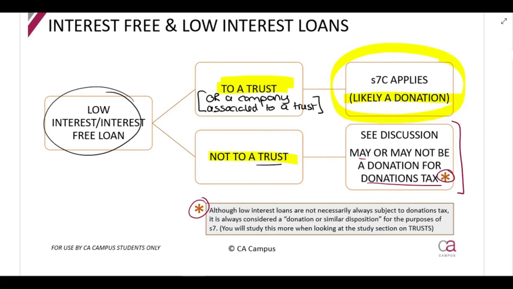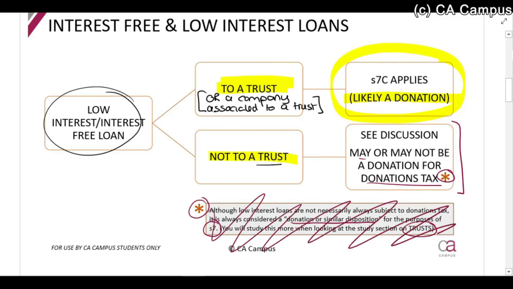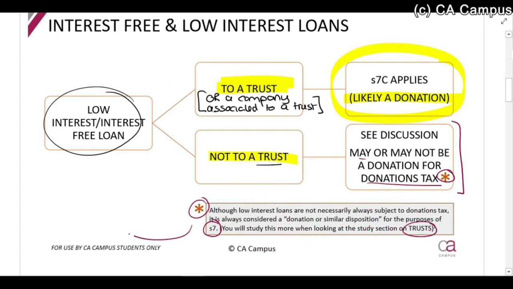What I want you to understand is that when you give a low interest or interest-free loan to a person which is not a trust, it will always be considered a donation or a similar disposition for the purposes of section 7. Now, we're not looking at section 7 here, and I don't want you to worry about it for now. Section 7 is a section we study when we're looking at trusts. It doesn't just have to do with trusts, but we study it when we study trusts. So for now, you can almost ignore this, but you should just remember that it is here, and flag it for when you study trusts. At that time, we'll go through this quite a bit. So for now, just ignore that.